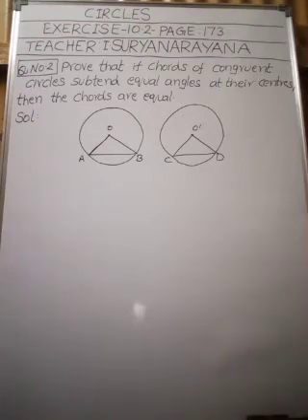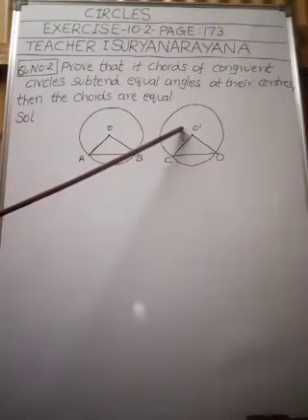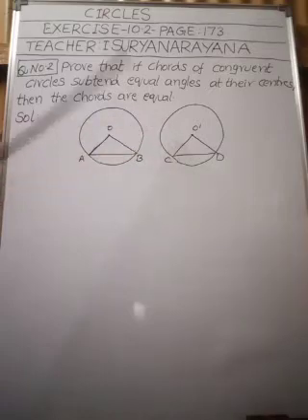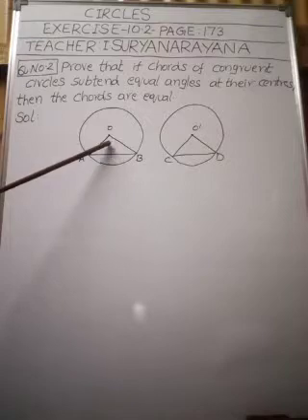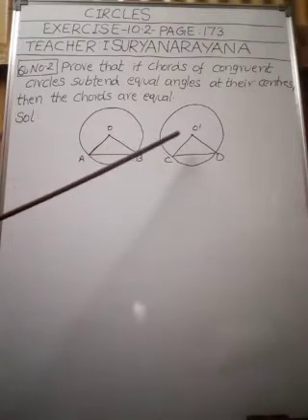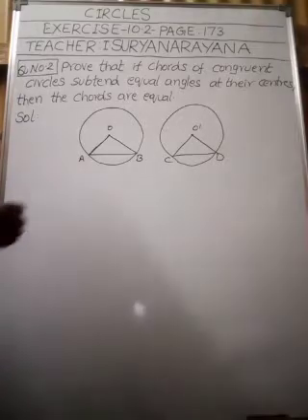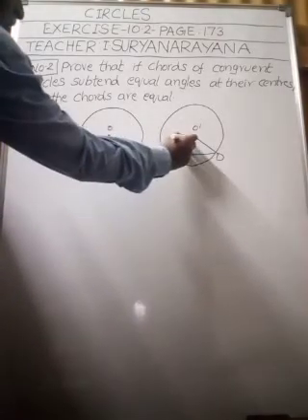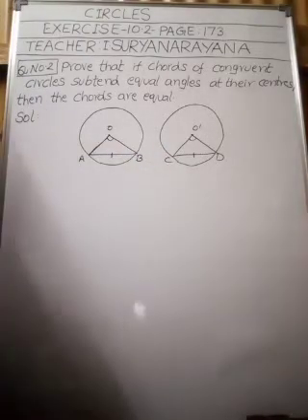Understood this question? Right. Now let us assume that O and O dash are centers of congruent circles, and chord AB and chord CD are subtending angles at their centers. They are equal. Now we have to prove that AB is equal to CD. Understood this point, my children? These two angles are equal. Now we have to prove that this chord is equal to this chord.